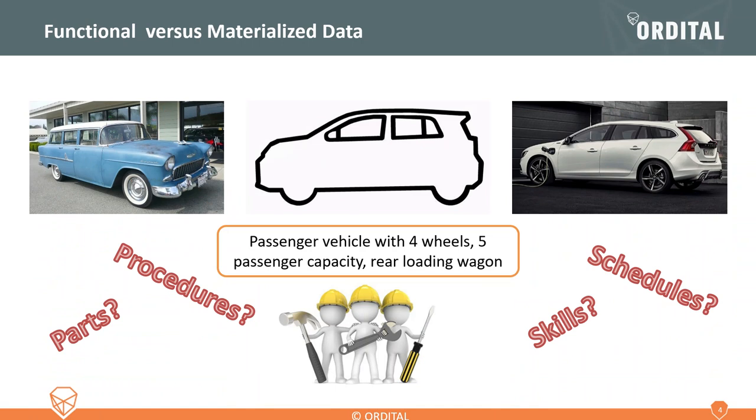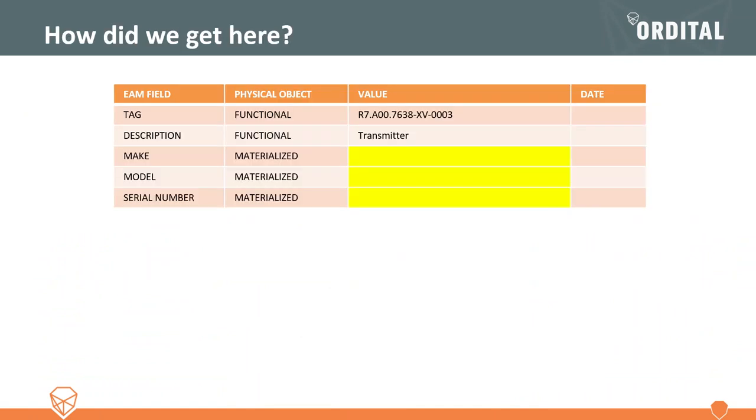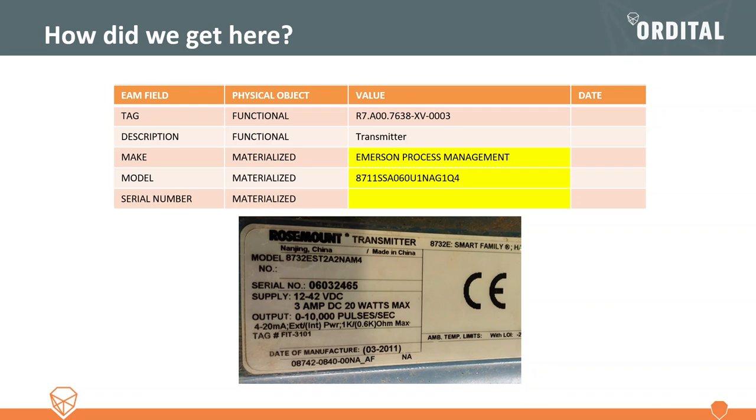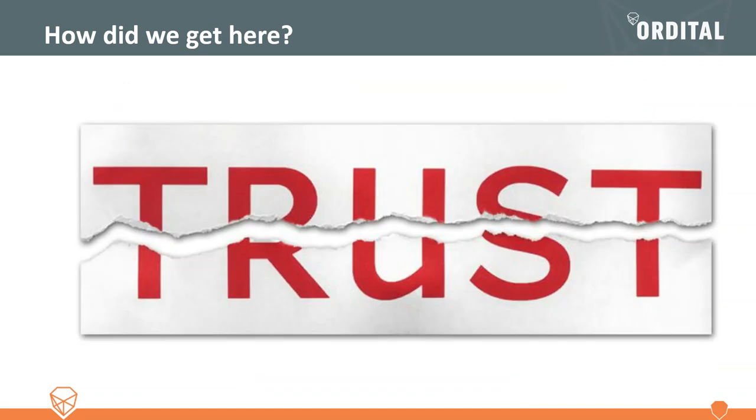When I look at a lot of people's asset management systems, this materialized data is what's missing. It tends to look like this in an asset management system like SAP, Maximo or Oracle, where you'll have the functional information coming from engineering, and that'll be relatively well known, but what is actually installed at that location? It's generally either blank or wrong when it comes to what's physically installed. All of that leads to a loss of trust in the asset management system.